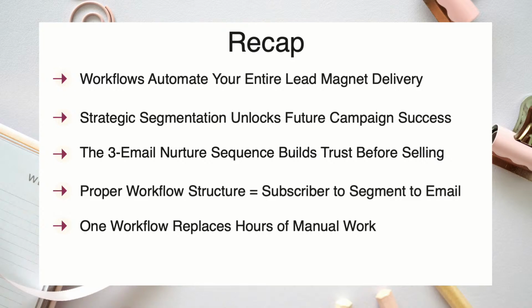So our recap is workflows automate your entire lead magnet delivery. Strategic segmentation unlocks future campaign success. As I said, you're not going to segment that much at the beginning, but as you go on, you're going to have all kinds of different segmentations or tags. Those are synonyms, as well as workflows equal automations. Your email service provider may say automations. MailChimp says automations, ActiveCampaign says automations. Kit, I can't remember what Kit says, but they're the same thing.